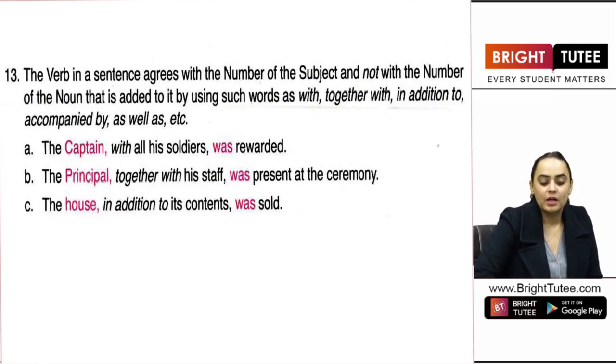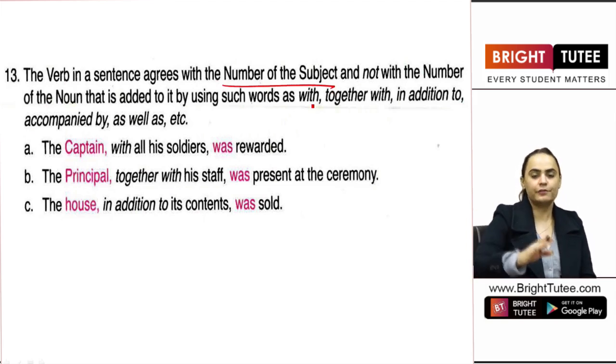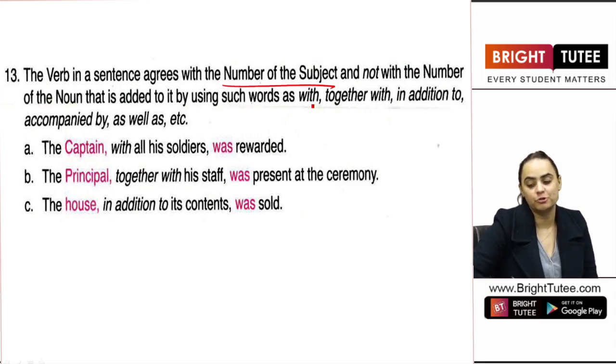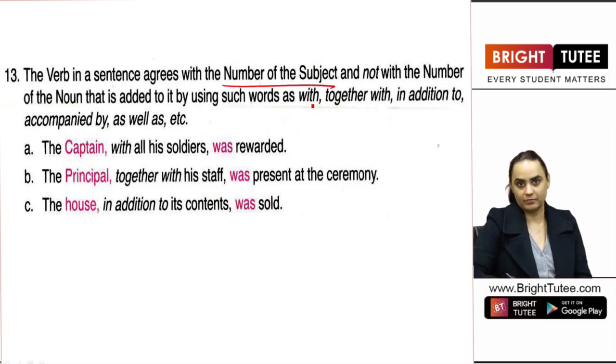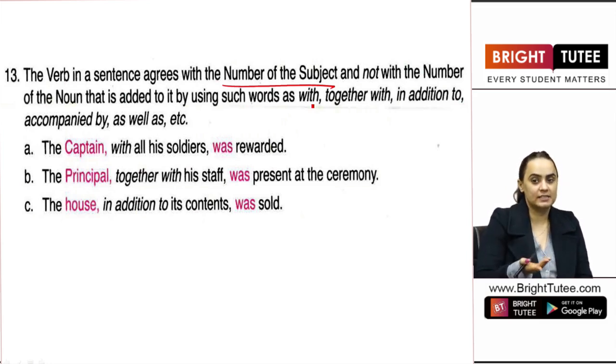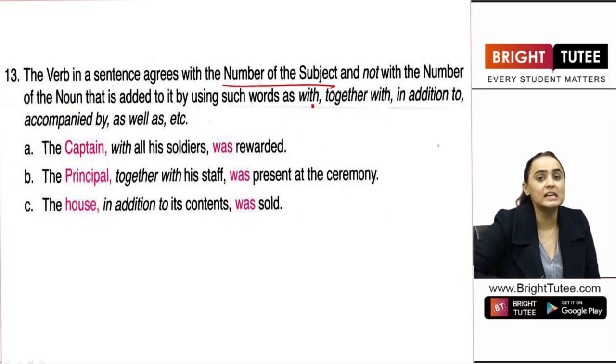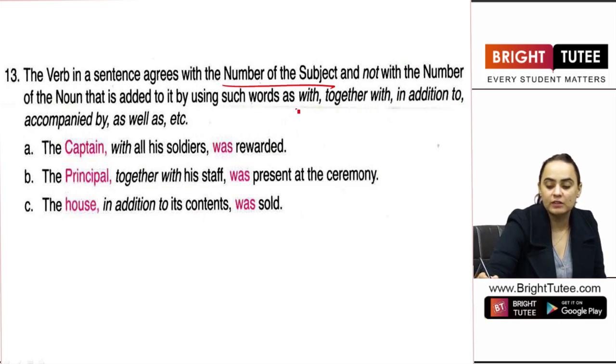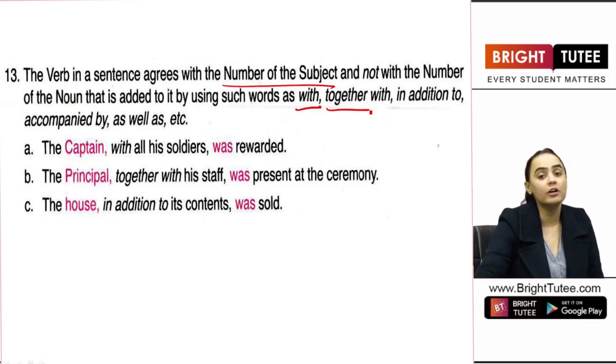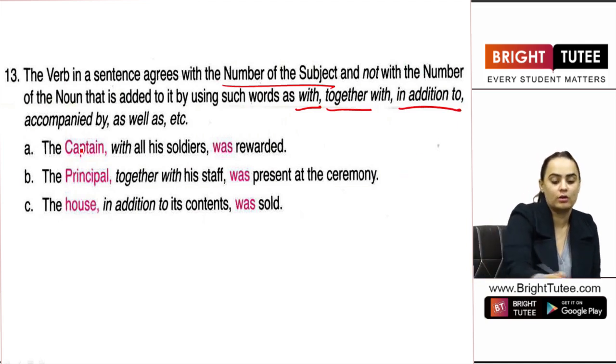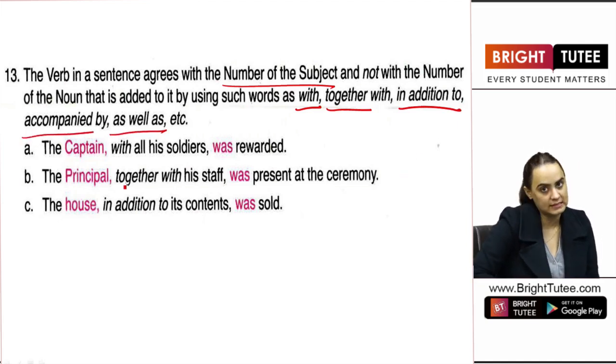Next rule says, the verb in a sentence should always agree with the number of the subject. As we've learned, if it is plural, the verb is plural. If it is singular, the verb is singular. And not with the number of the noun which is written along with it. If in a sentence, along with the subject, there is a noun which is added. And how is that noun added? Using the word with, or together with, or in addition to, or accompanied by, or as well as.